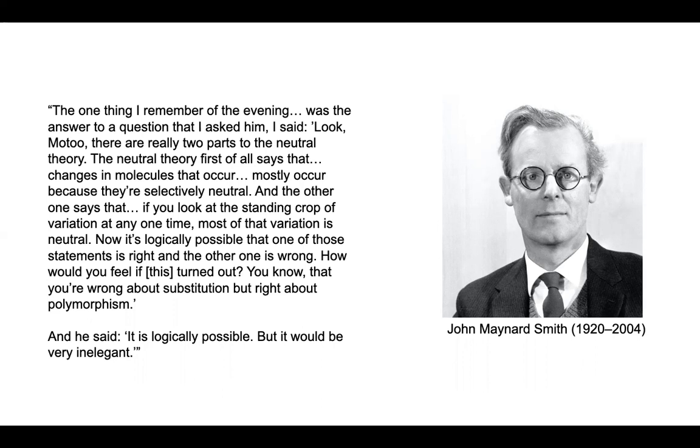He states, quote, "The one thing I remember of the evening was the answer to a question that I asked him. I said, 'Look, Moto, there are really two parts to the neutral theory. The neutral theory, first of all, says that changes in molecules mostly occur because they're selectively neutral. And the other one says that if you look at the standing crop of variation at any one time, most of that variation is neutral. Now, it's logically possible that one of those statements is right and the other one is wrong. How would you feel if this turned out, you know, that you're wrong about substitution, but right about polymorphism?' And Kimura responded, 'It is logically possible, but it would be very inelegant.'"